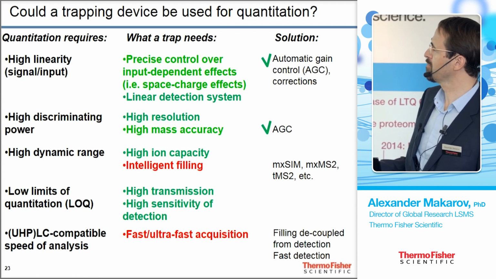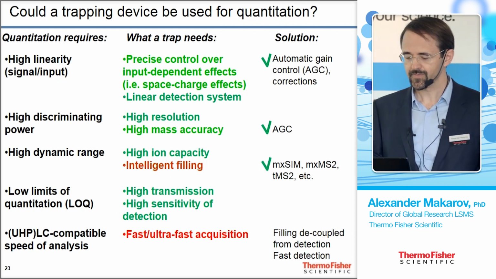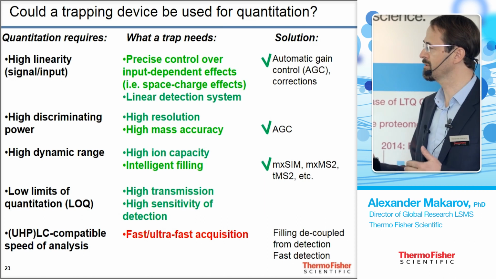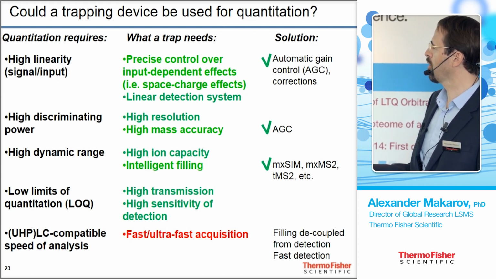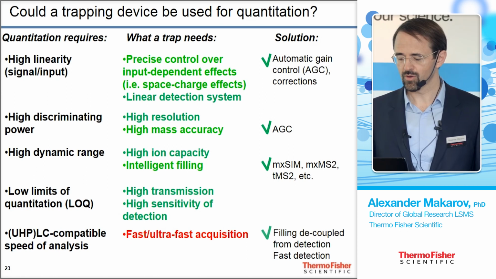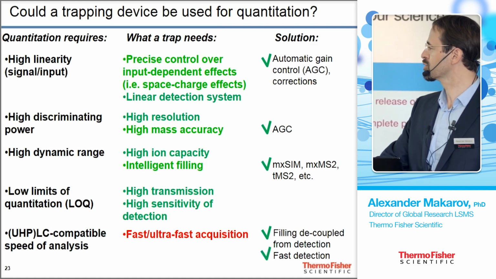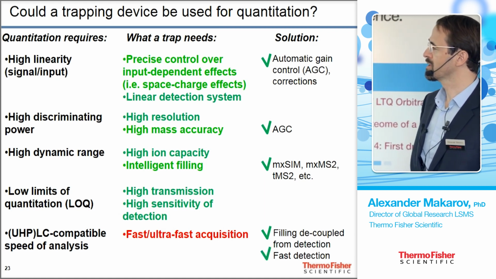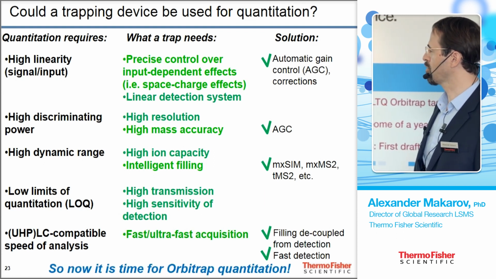So the quality of AGC is very important for both of these features. And then our ability to fill the C-trap in parallel to the Orbitrap analysis, in different modes with multiplexing or not, allowed us to open several new modes of operation, which I will show later. And then the increased throughput of the detection and decoupling of detection from the filling of the C-trap allowed us to interface the Orbitrap not only to LC, but also to ultra-high performance LC separations. And basically, this means that now it is time for Orbitrap quantitation.